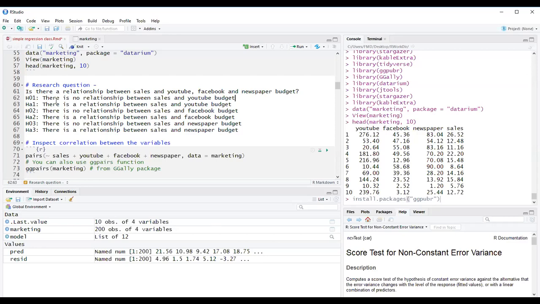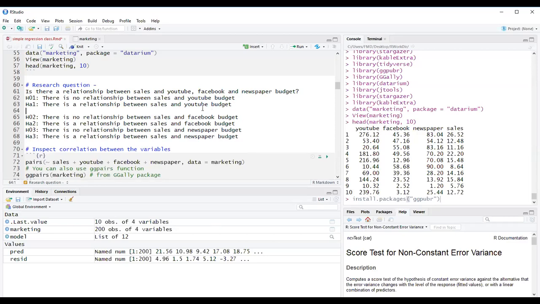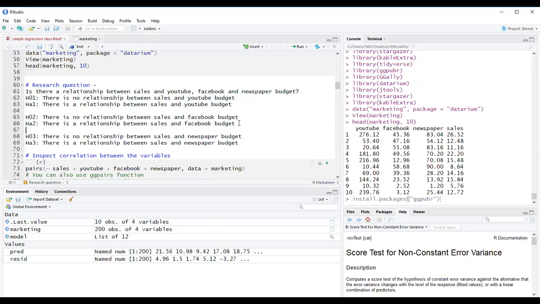So there is no relationship between sales and YouTube budget. And also there's a relationship between sales and YouTube budget. We're going to answer this, guys, and then I leave it to you as an exercise to answer the second and third research questions. The process will be the same. But of course, this is a very inefficient way to do it because we can actually do this all together in one process called multiple linear regression. But we're starting by first learning simple linear regression.